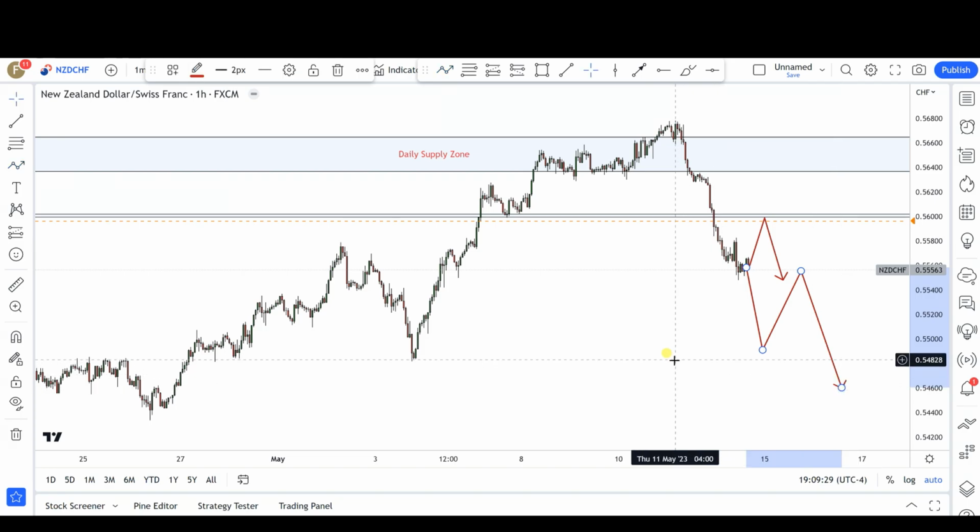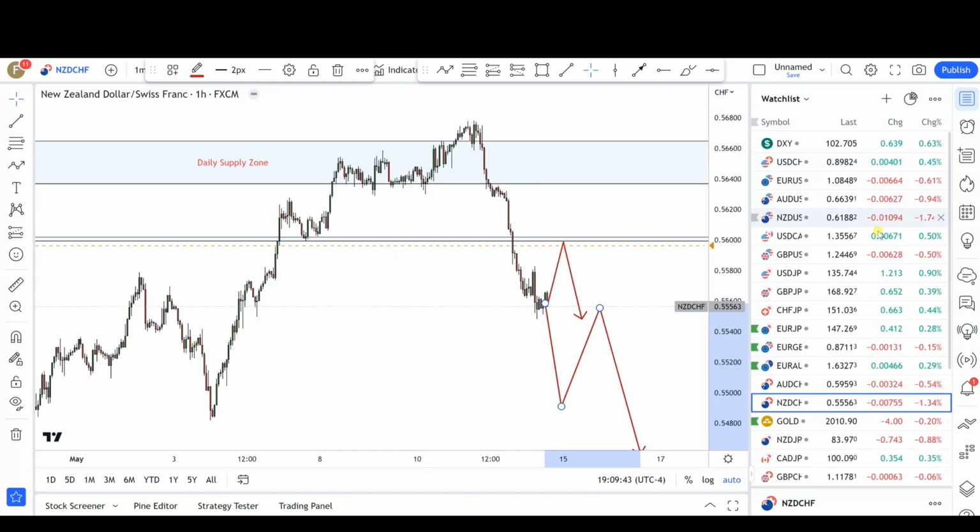So again, more price action is needed. We need to see how the market develops as we go into next week before I can make any decisions in this particular currency pair. All right, but again, everything right now, in my own opinion, is looking more bearish than bullish. Now, that's it for New Zealand dollar Swiss francs.